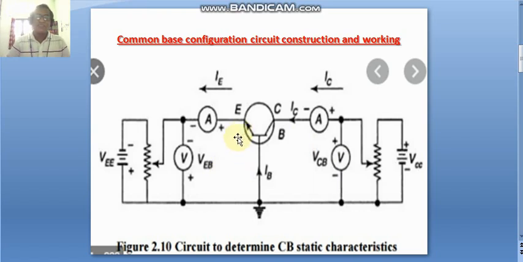Now I am explaining the construction of the common base circuit. The NPN transistor is connected in the electronic circuit in common base. Here the emitter is connected to VEE. VEE means the emitter base junction, or input circuit, is operated by VEE. Similarly, VEB is the battery. A is nothing but an ammeter to measure the current. Here VE is the emitter voltage and IE is the emitter current in the input circuit.